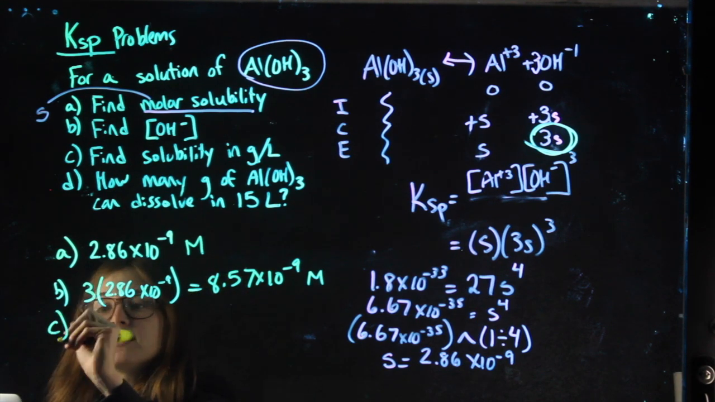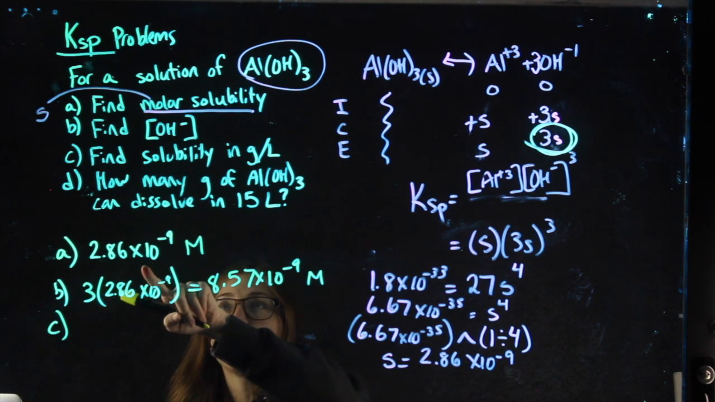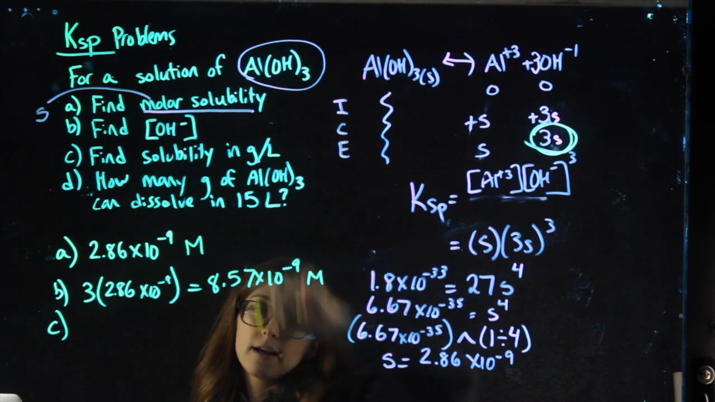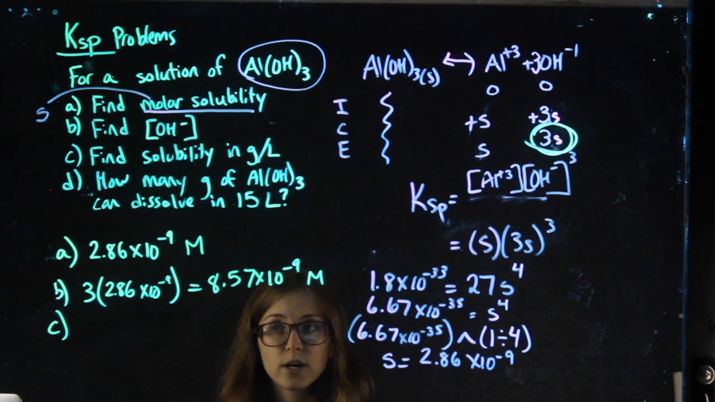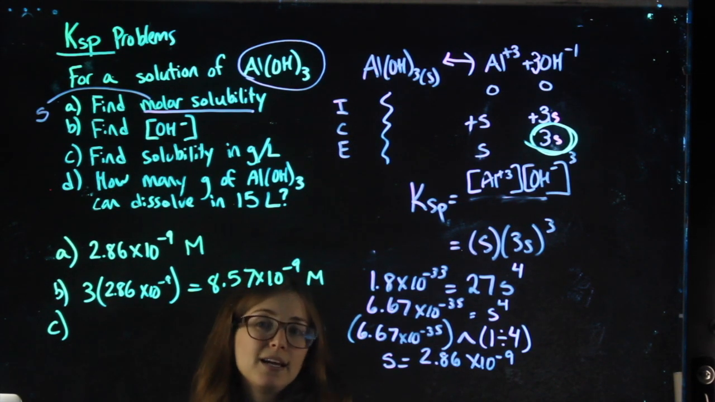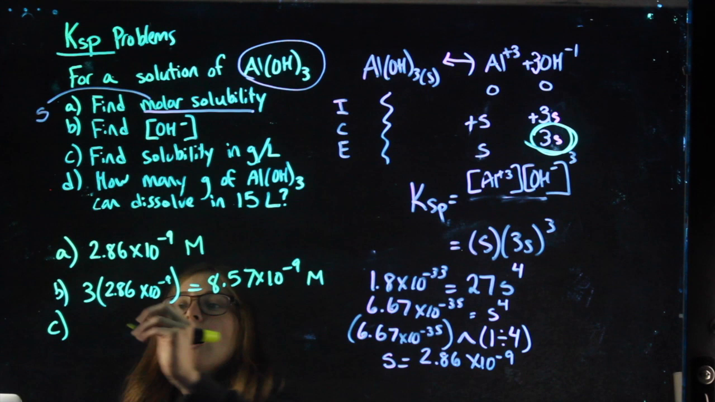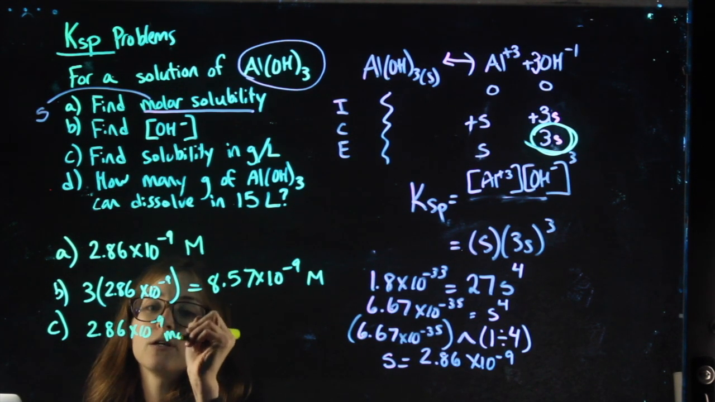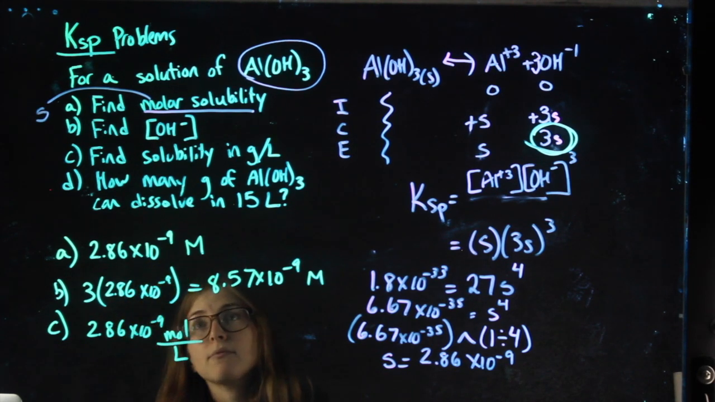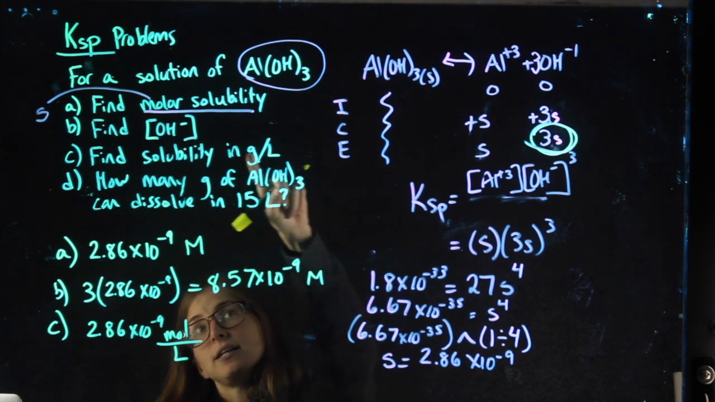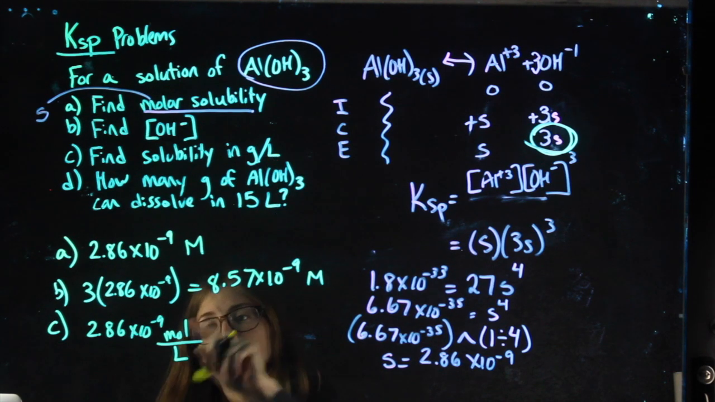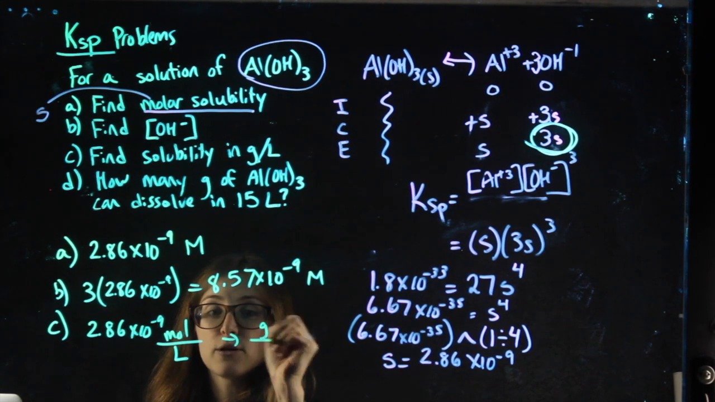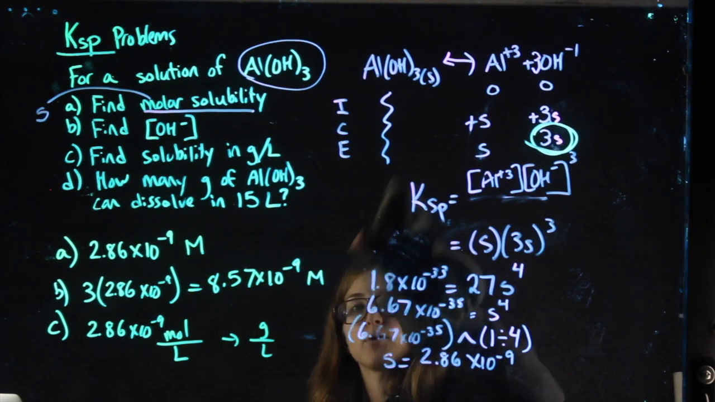Okay, so for C, my molar solubility is basically saying how many moles of aluminum hydroxide can I get to dissolve in 1 liter of water. It is my solubility in moles per liter. 2.86 times 10 to the negative 9th is molarity, or moles per liter. And what they want me to find is the solubility in grams per liter. So really, I'm trying to take this number that's in moles per liter and just get it to be in grams per liter. Erase this so I have more space.